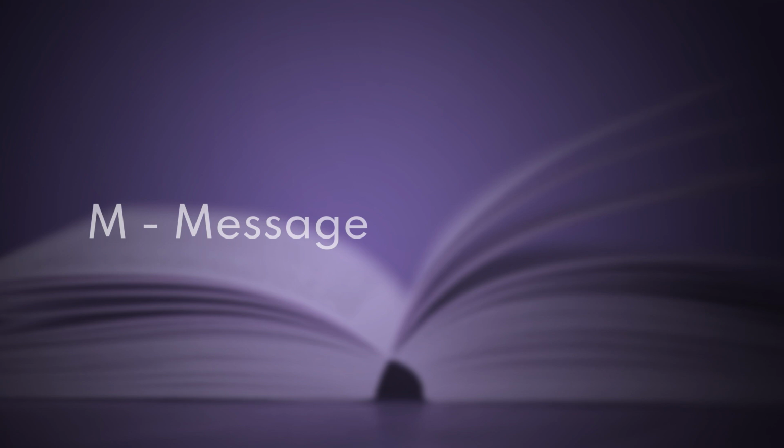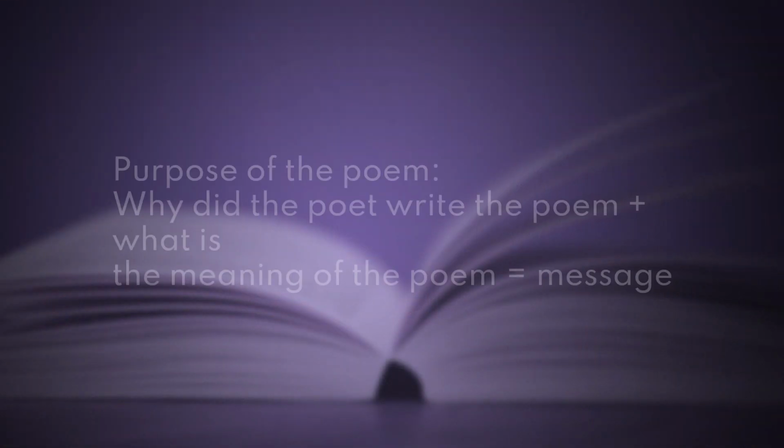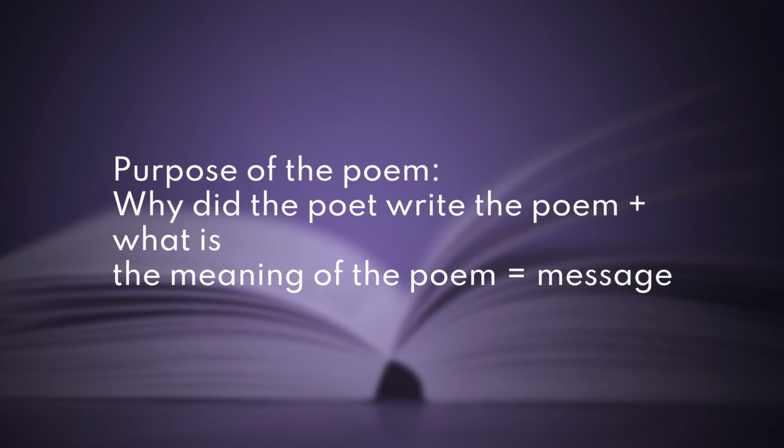Next, we look at M, which stands for message. This part focuses on the purpose of the poem, whereby we look at why the poet wrote the poem, as well as the meaning of the poem, whereby we look at what the poem is about. It is important to have an overall understanding of what the poet is trying to teach before trying to determine what the meaning of the poem is.